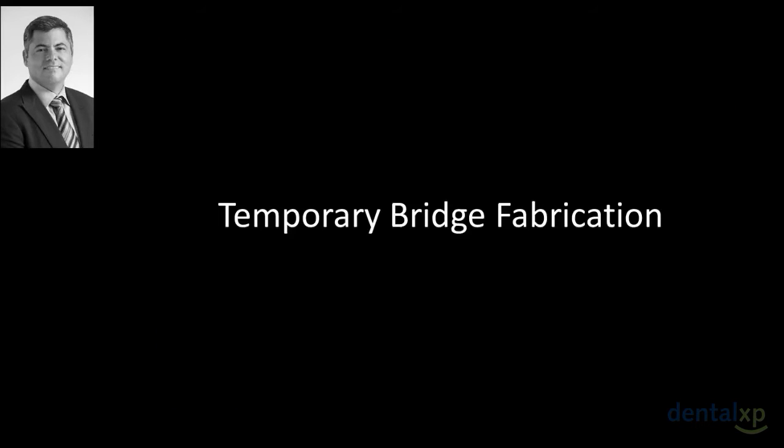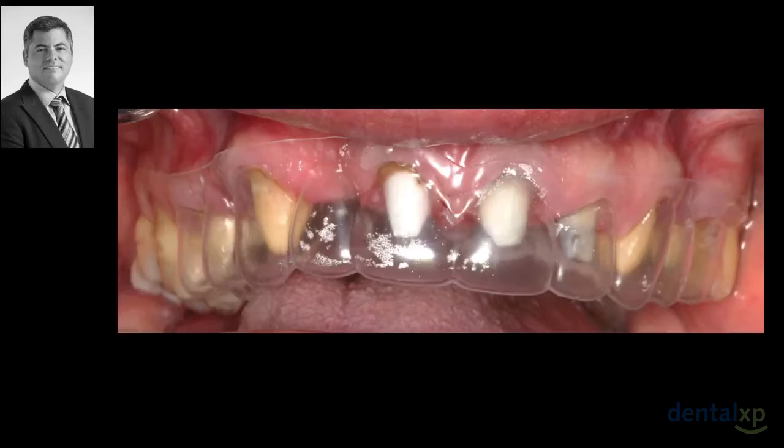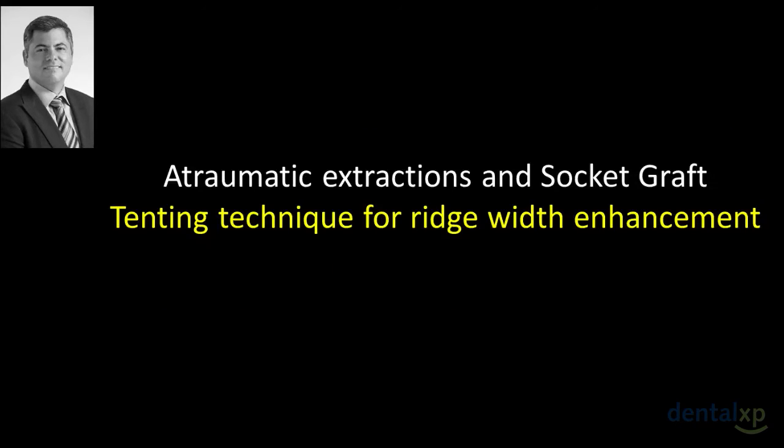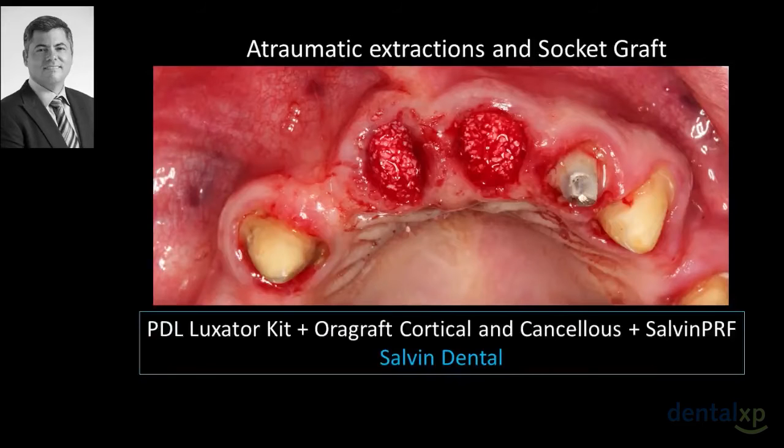But the first thing that we need to do is remove the actual bridge and prepare a temporary bridge. We decided to use the eggshell technique, prepare a set of temporary crowns, and get ready for the atraumatic extraction and the socket preservation. Additionally, we're going to have to also tent the adjacent area, the area of number 7, to enhance that bridge.